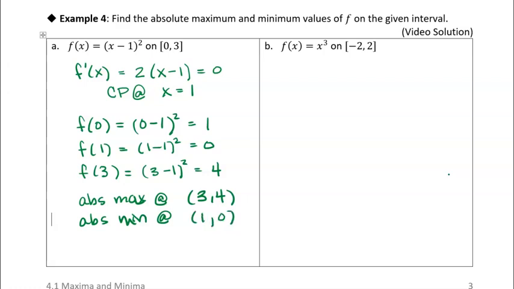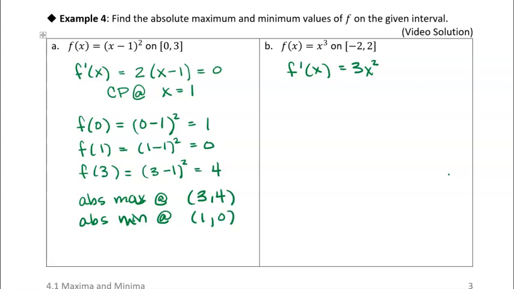All right, so that's the first one. Let's take a look at the next one. f of x is equal to x cubed, and we've got this closed interval from -2 to 2, and we want to find the absolute maximum and the absolute minimum of the function. So the first step, find the derivative. f prime of x is equal to 3x squared.